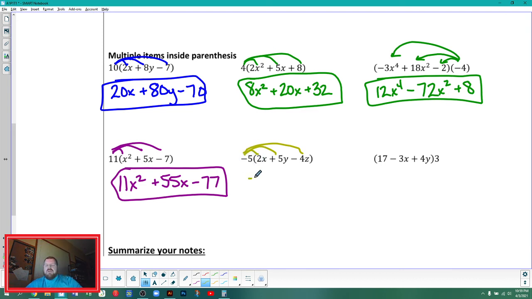Negative 5 times 2 is negative 10. That has an x. Negative 5 times 5 is negative 25. That has a y. And negative 5 times negative 4 is plus 20, and that has a z.